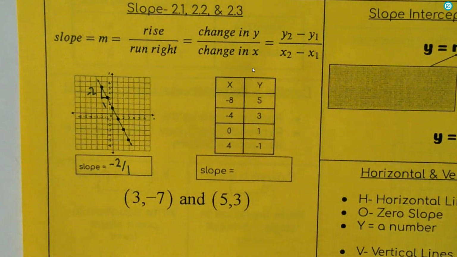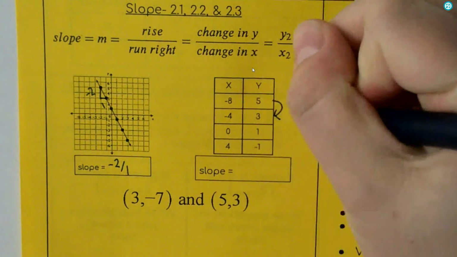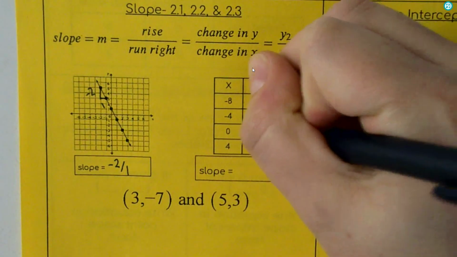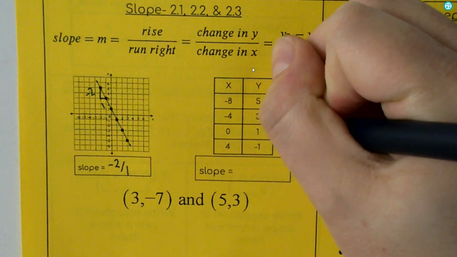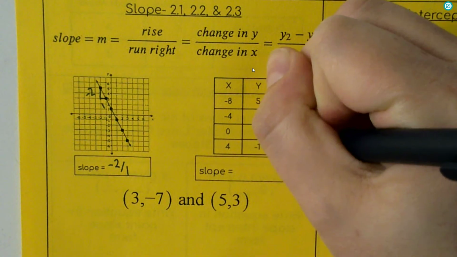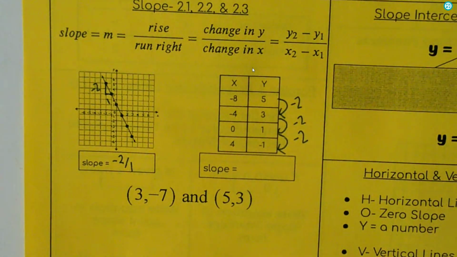Okay, on a table, we want to look at the change in our y values on top. So from 5 to 3, what do we do? Minus 2. From 3 to 1, we... What's the difference from 3 to 1? Minus 2. And from 1 to negative 1? Minus 2. Yeah, so our change in y values is always going down 2.